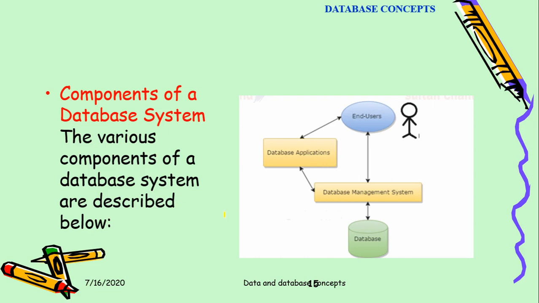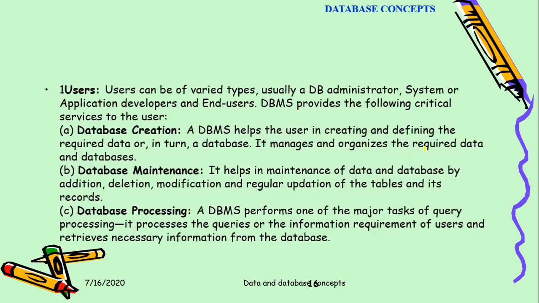Then the components of a database system. Various components of a database system are described. Let us understand with the help of pictorials. This is your database, which is interlinked with the database management system. The database management system has some applications, and these applications are accessed by the end users. End user means a person who works with that particular application.